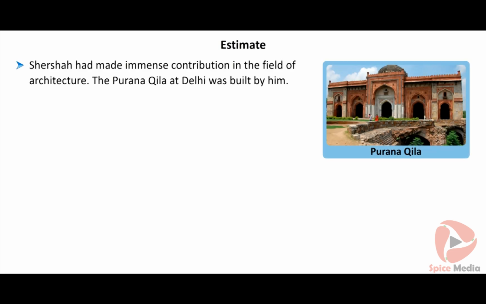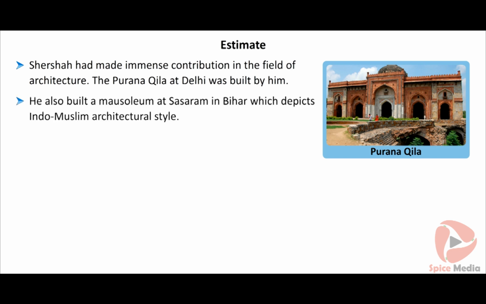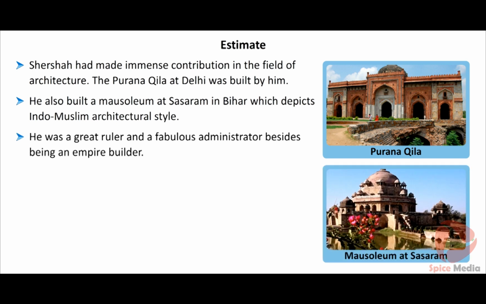Sher Shah had made immense contribution in the field of architecture. The Purana Kila at Delhi was built by him. He also built a mausoleum at Sasaram in Bihar, which depicts Indo-Muslim architectural style. He was a great ruler and a fabulous administrator besides being an empire builder.